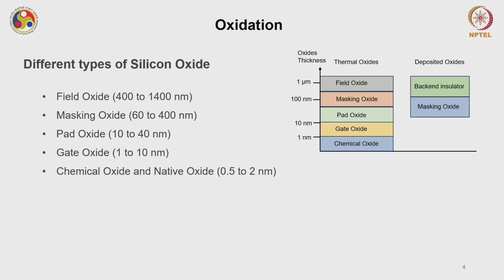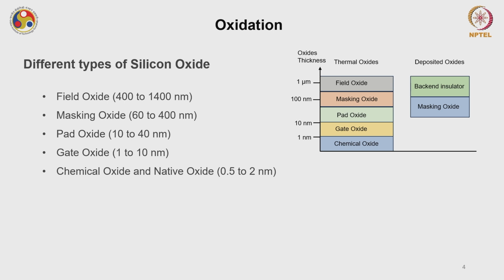Different types of silicon oxide are required depending on what kind of device you are working on, or even in a single device you may require different oxides. You may require a field oxide, which has a typical thickness of around 400 nanometer to around 1.4 micron. Apart from that, you need masking oxide, pad oxide, gate oxide, and you also already have some native oxide. The typical thickness of this native oxide is around 0.5 to 2 nanometer, while in gate oxide usually we have 1 to 10 nanometer.